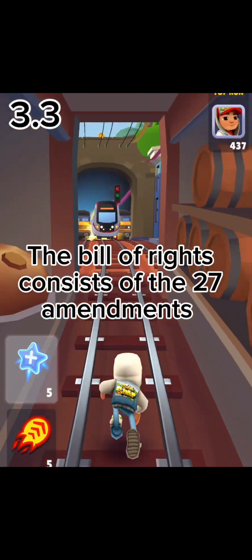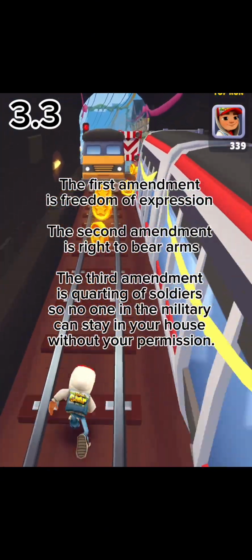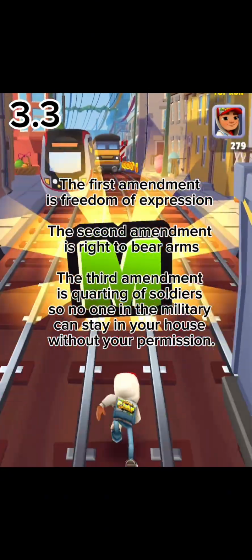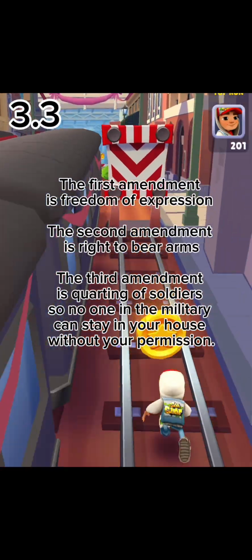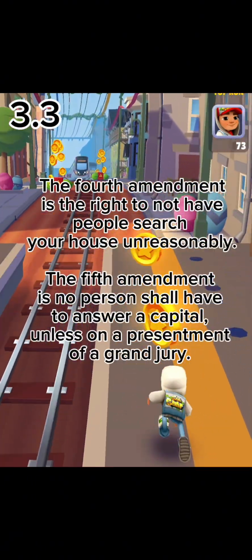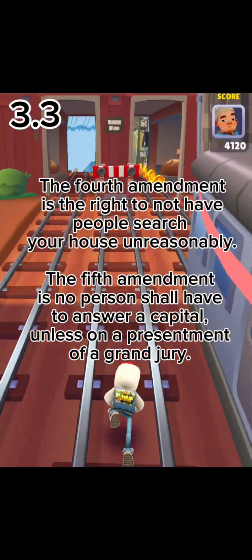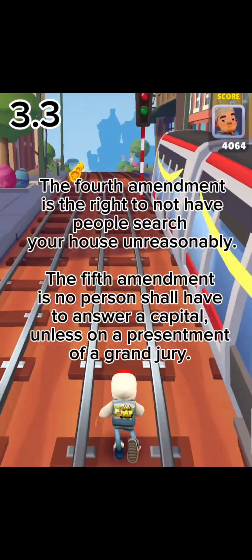The Bill of Rights consists of the 27 amendments. The First Amendment is freedom of expression. The Second Amendment is the right to bear arms. The Third Amendment is quartering of soldiers, so no one in the military can stay in your house without your permission. The Fourth Amendment is the right to not have people search your house unreasonably. The Fifth Amendment is no person shall have to answer for a capital crime unless on a presentment of a grand jury.